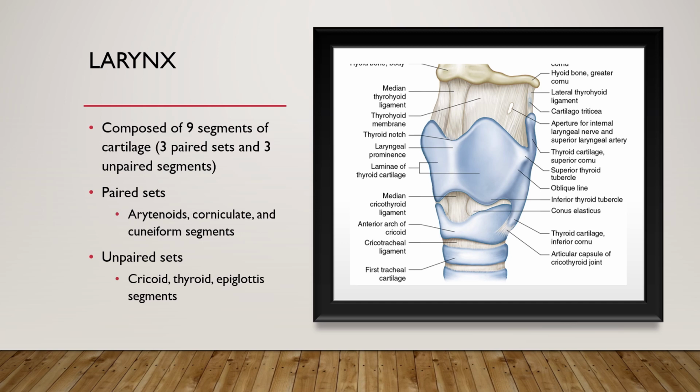All right, the larynx is composed of 9 segments of cartilage. We have 3 paired sets and 3 unpaired sets. The paired sets are listed here: the arytenoids, corniculate, and cuneiform segments. And the unpaired sets are the cricoid, thyroid, and epiglottis segments.